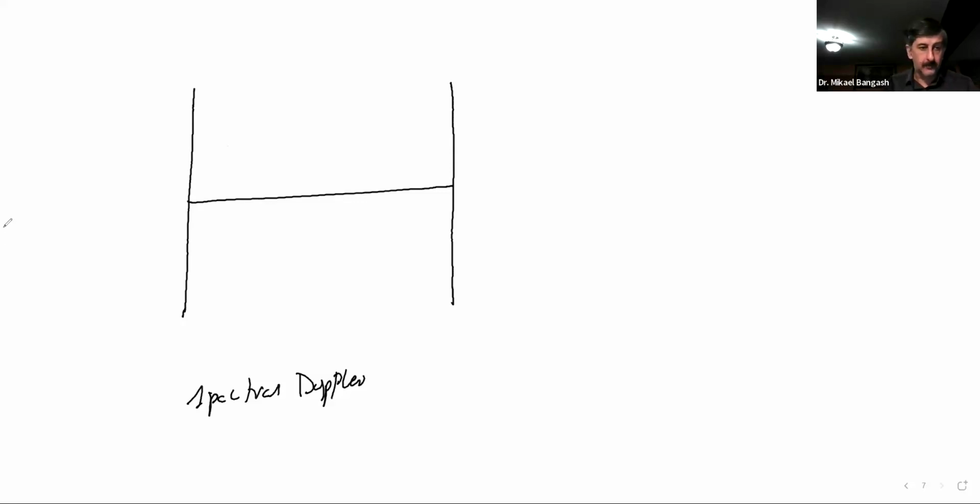Now, some systems on one side may give you values in hertz, whereas on the other side they may give you values in centimeters per second. As I showed you guys the other day, let's just use this computer. This line here is what we call the baseline.